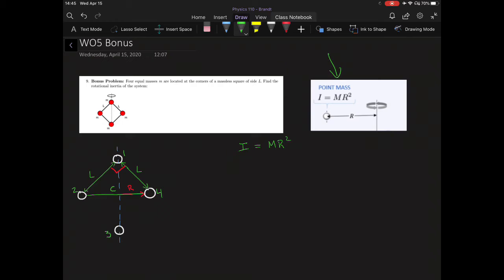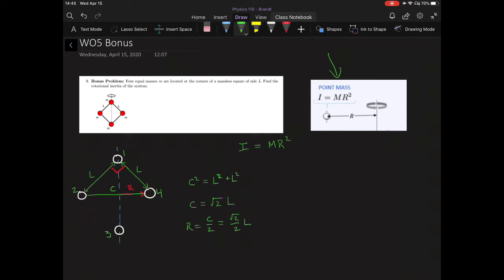And so C squared in this case is equal to a squared plus b squared, or the lengths of the other two sides. So L squared plus L squared in this case. If we solve that out, we will see that C is equal to the square root of 2 L. Now we want R, and R is just half of that, so R is equal to C over 2, or square root of 2 over 2 L. And that's the distance away from the rotational axis that mass 2 and mass 4 are.